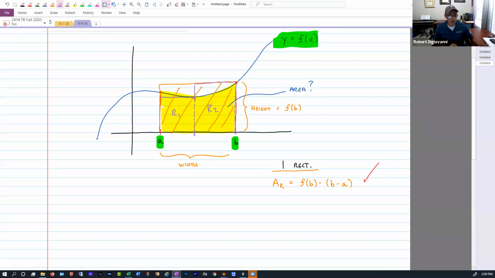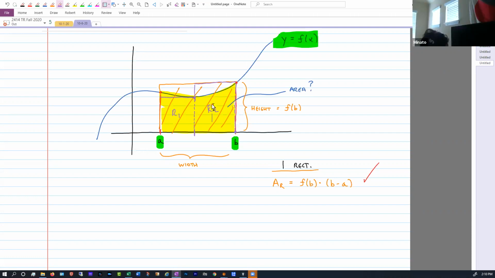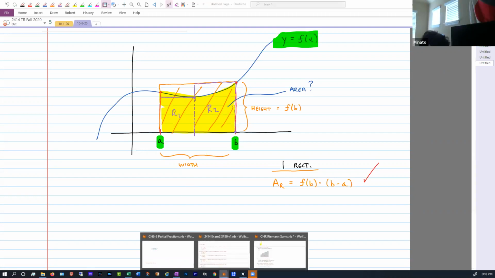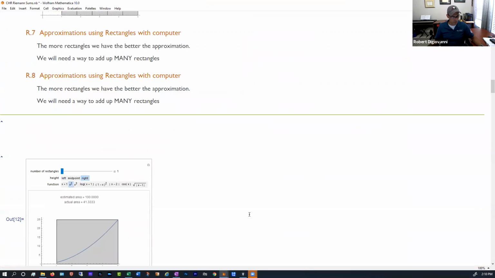Now, which approximation was better? Just one rectangle or having both of those? Which is a better approximation? Having both, because you reduce some of the error, don't you? Do you see how some of the error goes away? And what would be better than 2 rectangles? 3. What would be better than 3? 4, right?